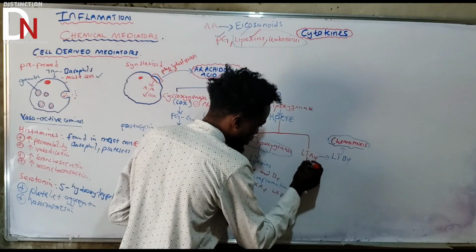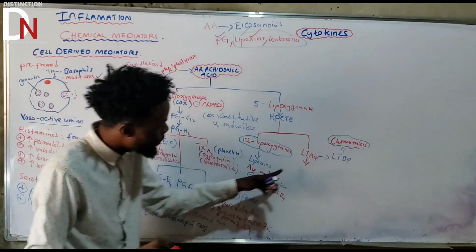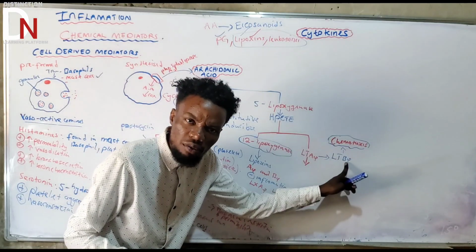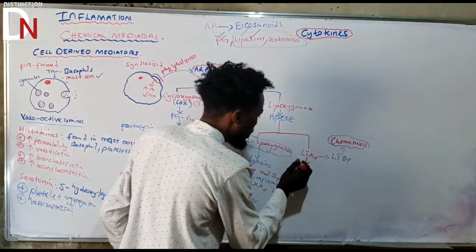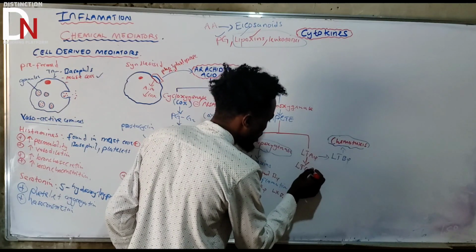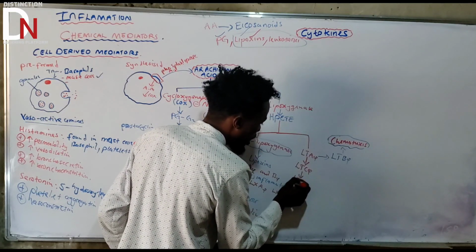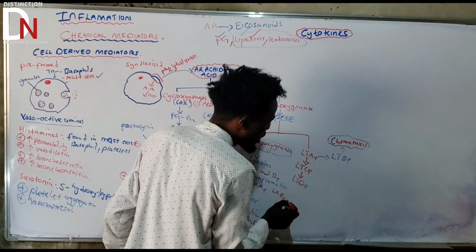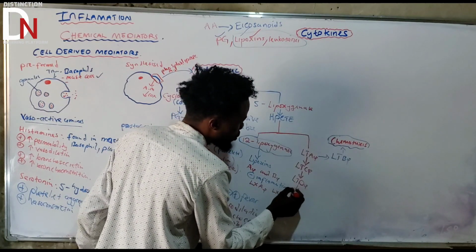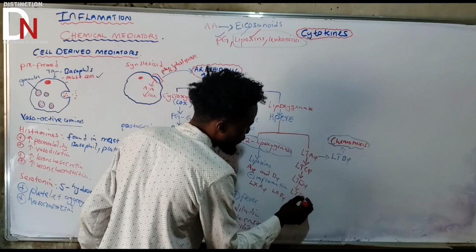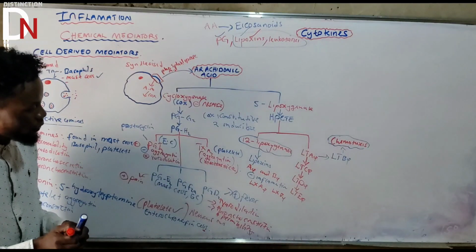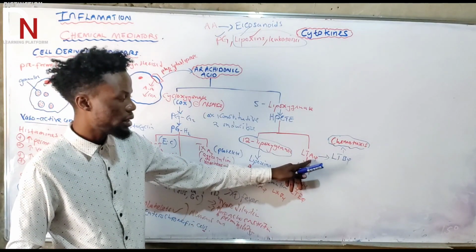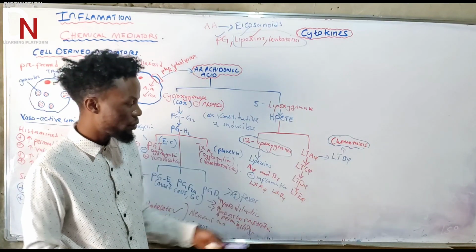So from A4, remember that we have B4. From A4 we are also going to have leukotriene C4, and from leukotriene C4, leukotriene D4. And the last one is leukotriene E4. You've seen leukotriene C4, D4, and E4. They come basically from A4.